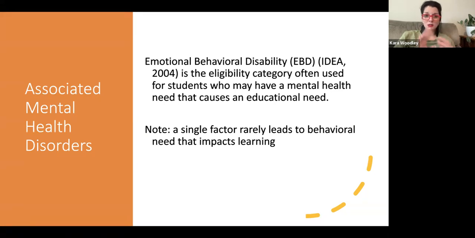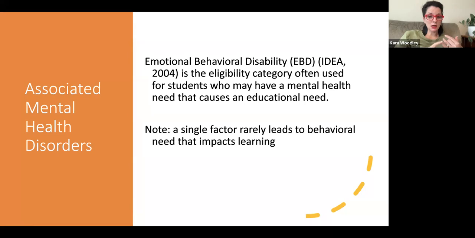I've heard them called behavioral emotional disability, so you switch the B and the E. It just depends on what your school district, or maybe the state you're living in, calls it. So I'm going to stay with EBD because that's what IDEA 2004 says. It's the eligibility category that's most often used for students who may have a mental health need that causes an educational need.